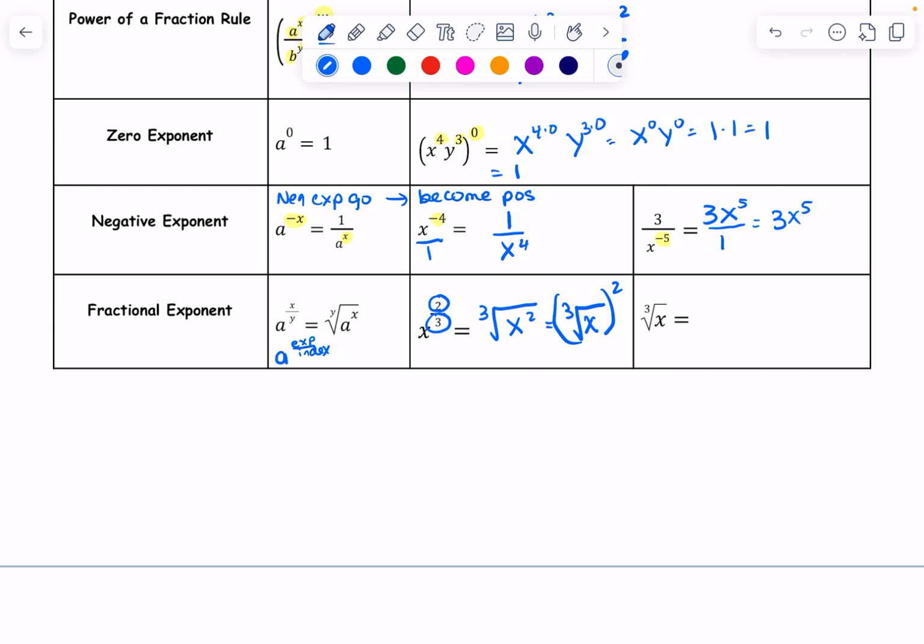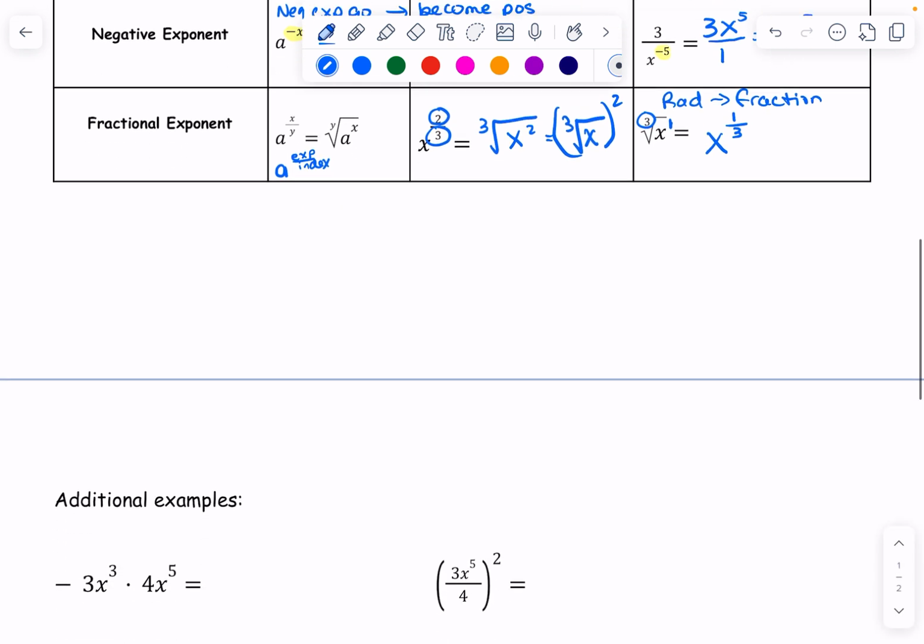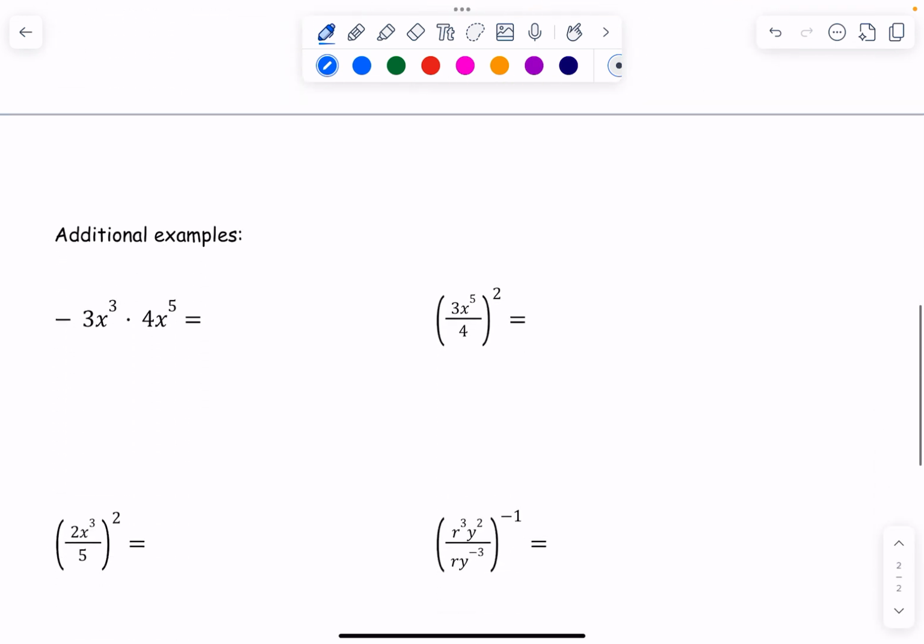Okay, so how do we go backwards then? Well, we see a radical, so when we see the radical, we know that we have a fraction exponent, right? So this is going to be x to the, you can see how the exponent here is 1, and the index is 3, so it's x to the 1/3. Okay, so those are the basics. Let's go do some additional examples that might look a little bit different.